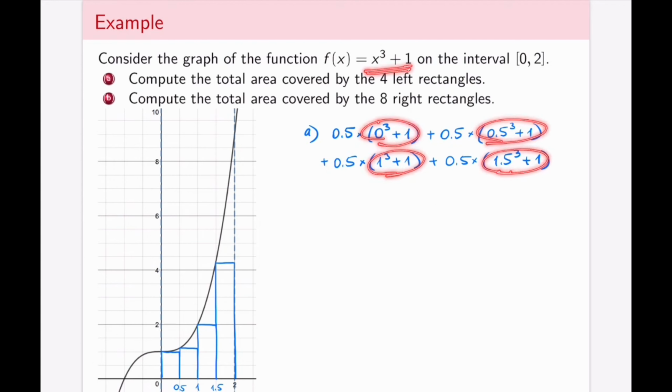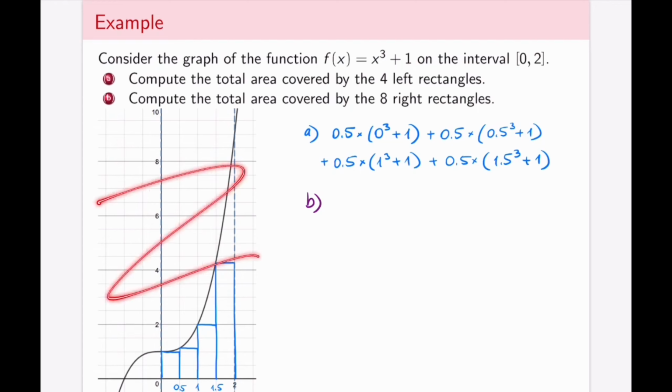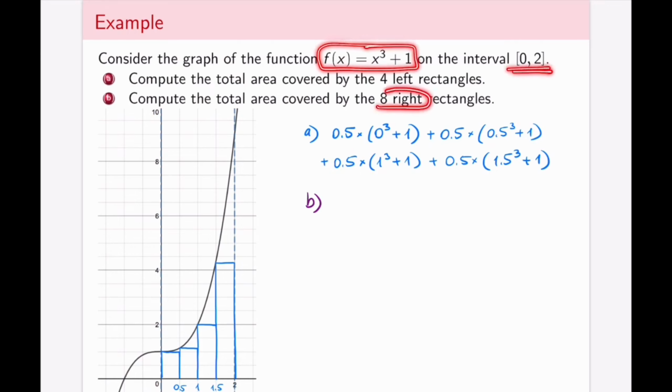For the second part, B, it's asking to calculate the area covered by 8 right rectangles. Now let's pretend just for a second that I don't have the graph of this function in front of me, and all I am given is the formula, the interval, and the fact that I want 8 right rectangles. If for some bizarre reason I don't have Desmos in front of me, as I know you all do, I can still do this question without having to draw the actual graph. Here is how I'm going to approach it.